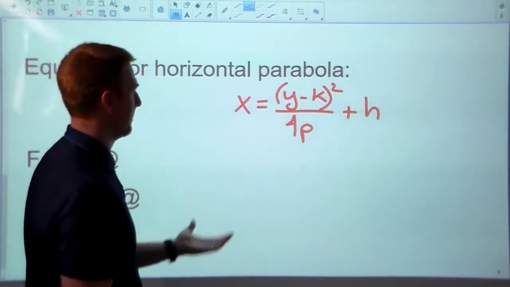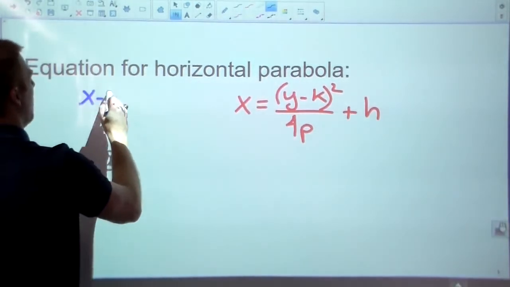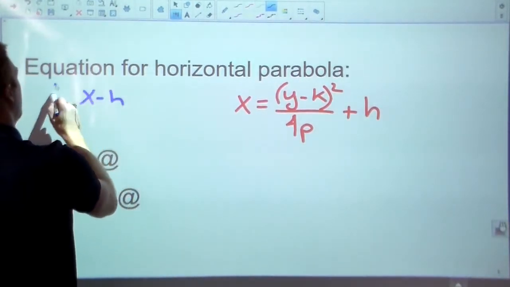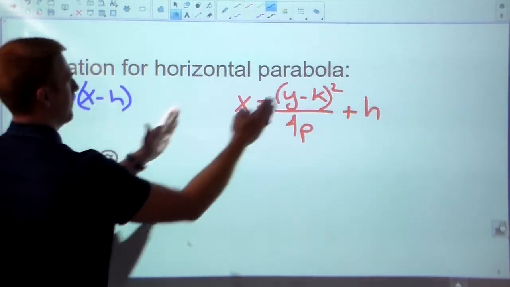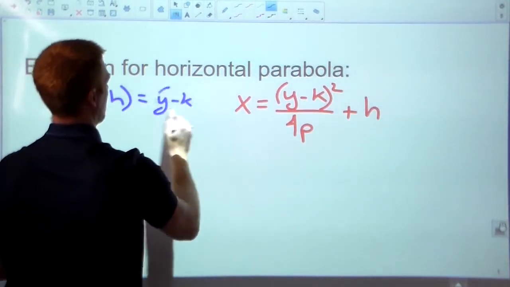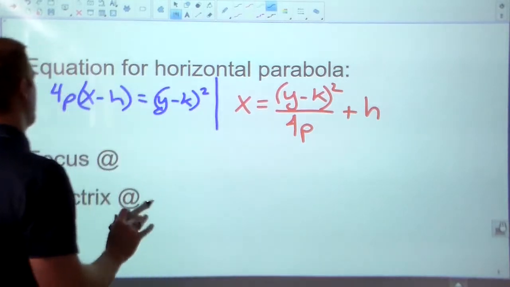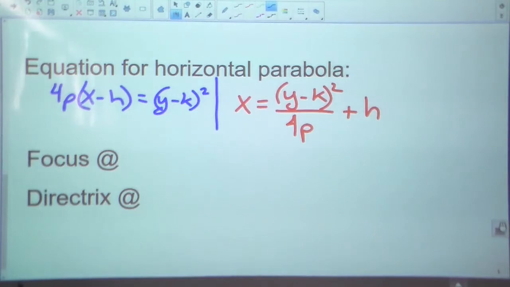The book also has this in an alternate way, let me go ahead and write that out. The book's alternate way to look at this is 4p times (x minus h) equals (y minus k) squared. So either way, I'm fine either way, it doesn't really matter, but that is another way you'll see it.